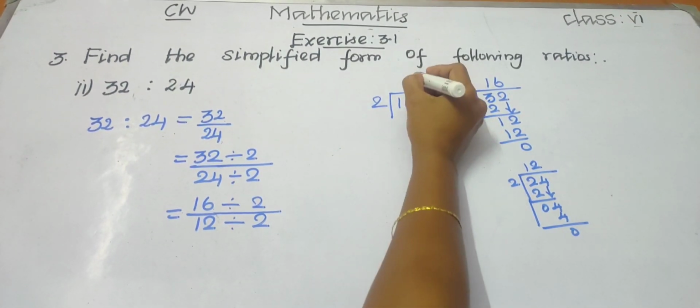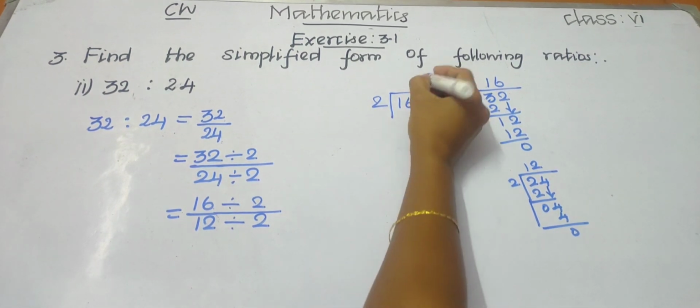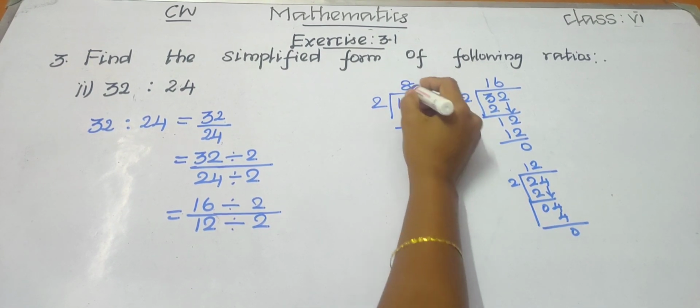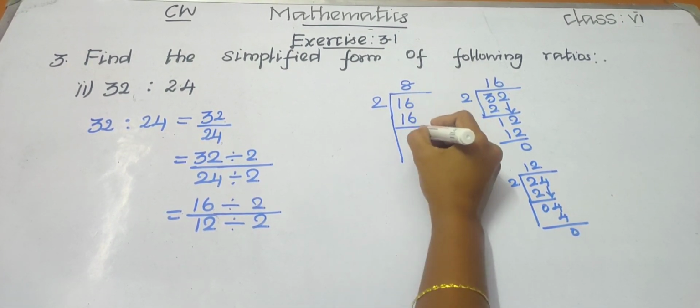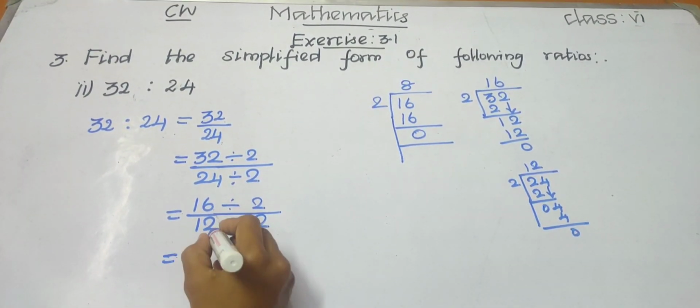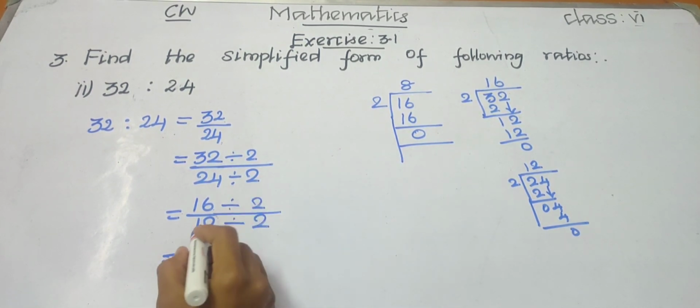Now divide. Say 2 table. 1 2 is 2. 2 2s are 4. 3 2s are 6. 4 2s are 8. 5 2s are 10. 6 2s are 12. 7 2s are 14. 8 2s are 16. Put 8 in the quotient and 16 here. Now subtract it. 16 minus 16, what will you get? 0. So what is the answer? We got 8 in the numerator and 12 divided by 2.